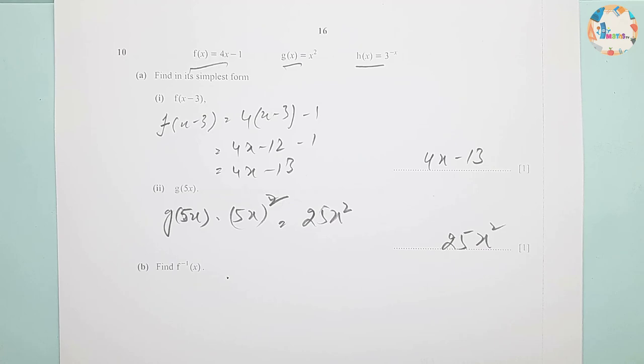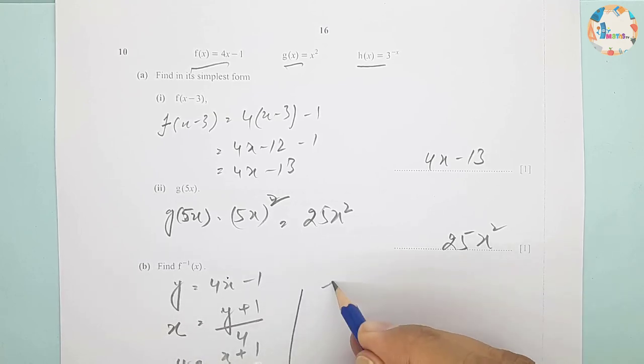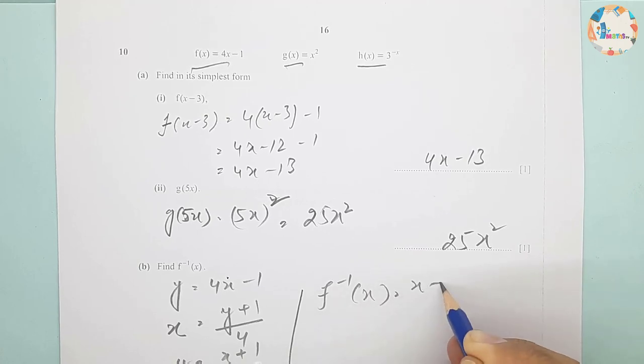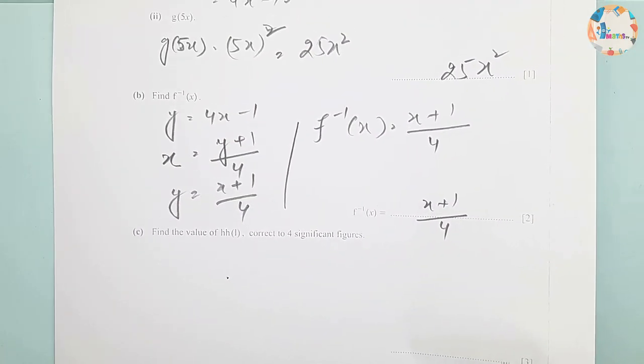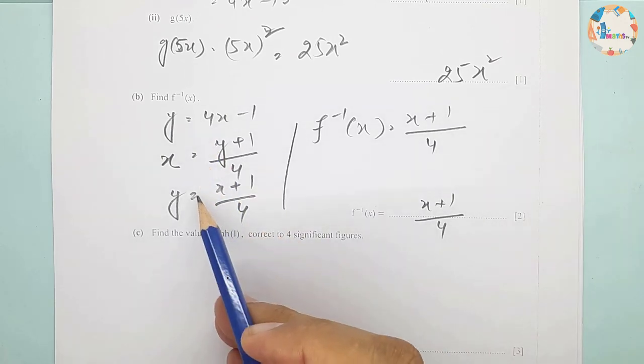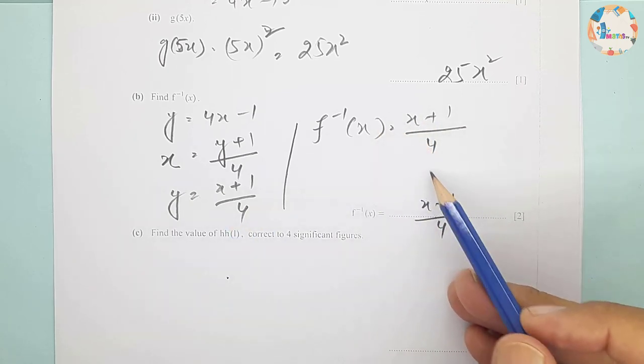Now find f inverse of x. For f of x we can write y is equal to 4x minus 1. Now we can make x the subject, so x will be equal to y plus 1 over 4. Now we can swap x and y, so y is equal to x plus 1 over 4, and this will be our f inverse of x is equal to x plus 1 over 4. So our answer will be x plus 1 over 4. Hopefully you got this answer as well. We made x the subject, then swapped x and y, and this is our answer.